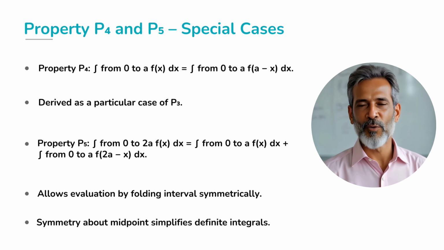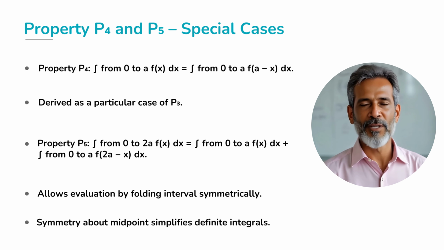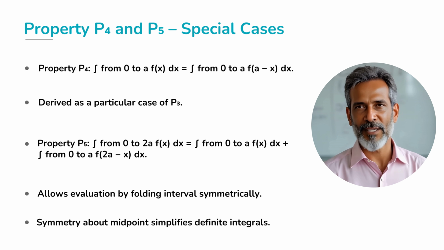Now, property P4 and P5. Property P4: the integral from 0 to a of f of x dx equals the integral from 0 to a of f of (a minus x) dx. This is just a special case of P3, but restricted to the interval from 0 to a. Property P5: the integral from 0 to 2a of f of x dx equals the integral from 0 to a of f of x dx plus the integral from 0 to a of f of (2a minus x) dx. These symmetry tricks allow us to fold the interval and evaluate tough integrals quickly.